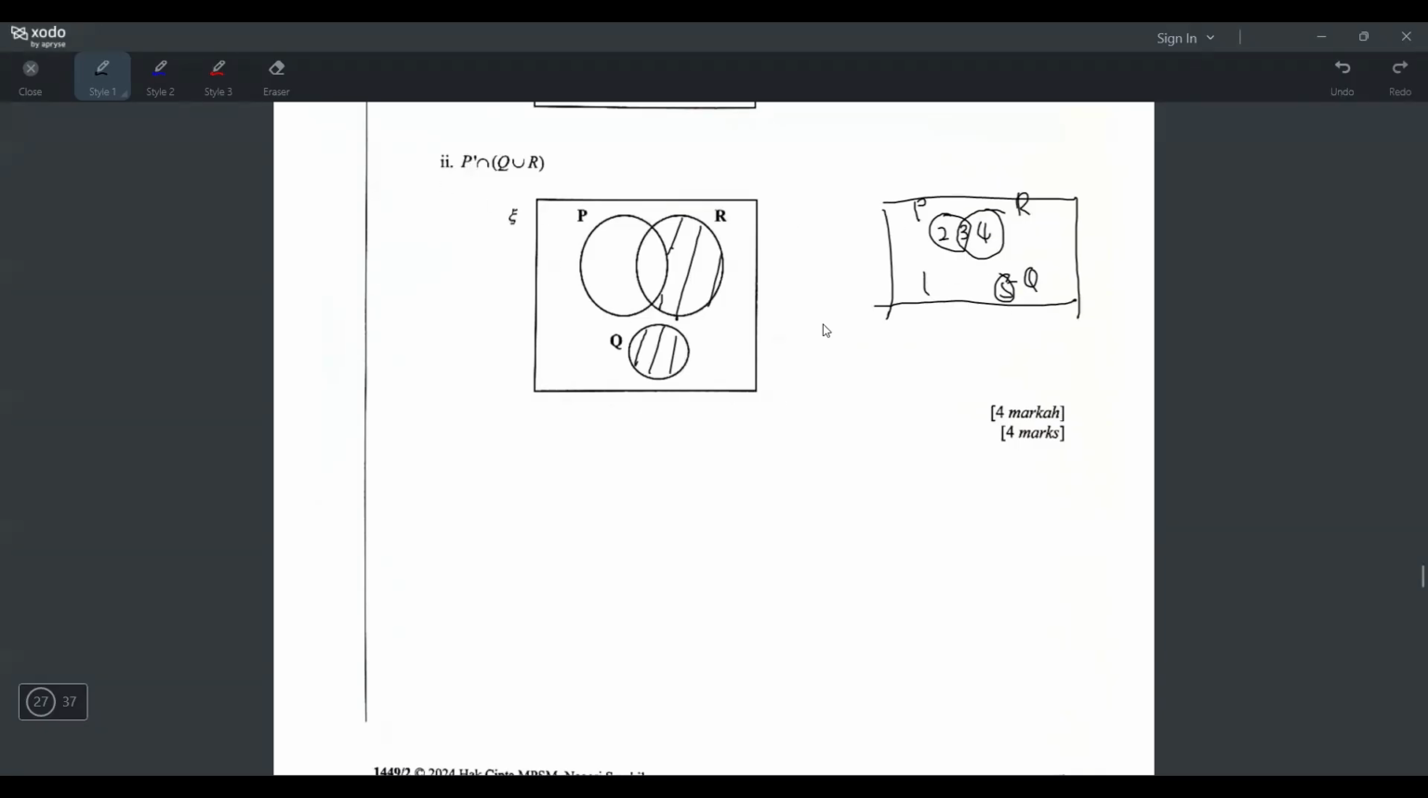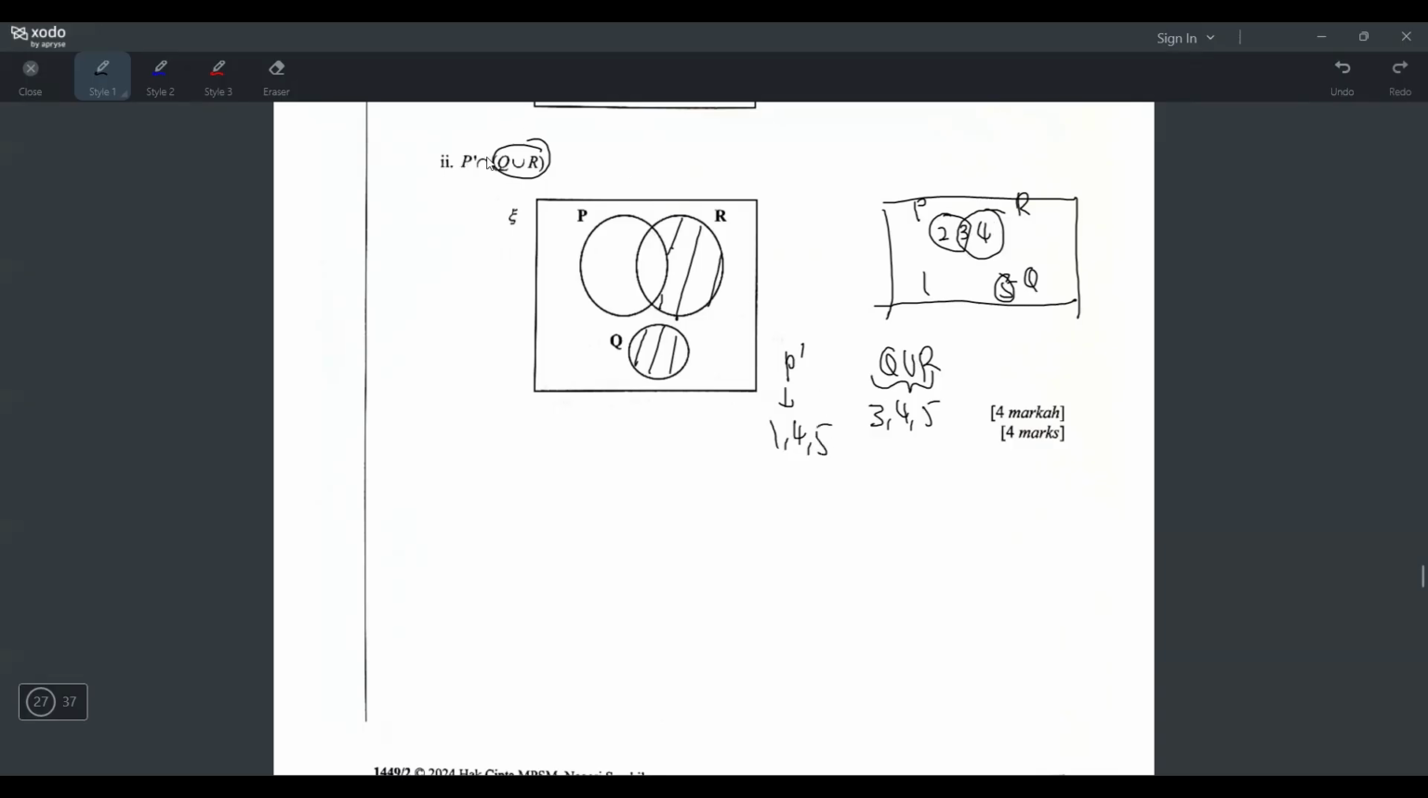And then you start to do the bracket first. So Q union R means you combine all the regions inside Q and region R. So you will get 3, 4, 5. Understand, right? Because inside Q is region 5, inside R is region 3, 4. So when you take the union, combine everything, it is 3, 4, 5. But you still have to do P complement. So what is the P complement region? P is 2 and 3. P complement means you don't want 2 and 3. So the region will be 1, 4, 5.